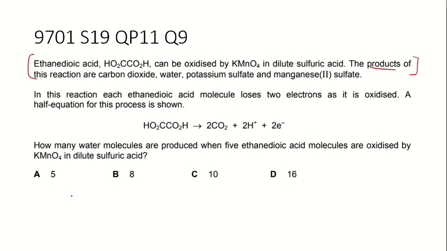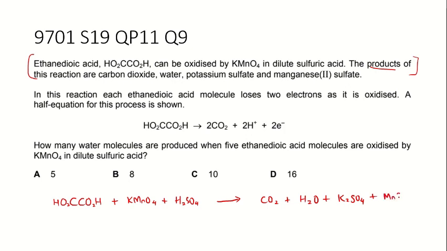Okay, so I'm going to write it here: ethane dioic acid, CO2H CO2H. It can be oxidized by KMnO4 in sulfuric acid to produce carbon dioxide, water, potassium sulfate, K2SO4, and manganese 2 sulfate, MnSO4.